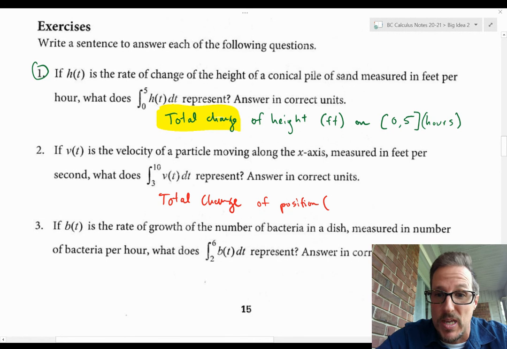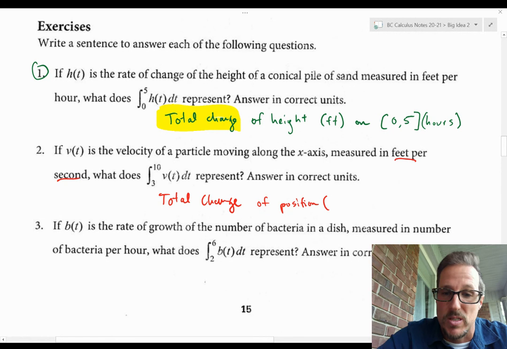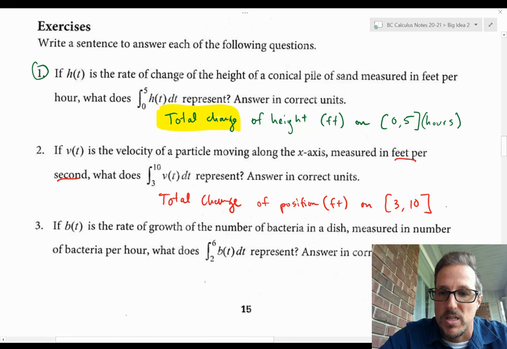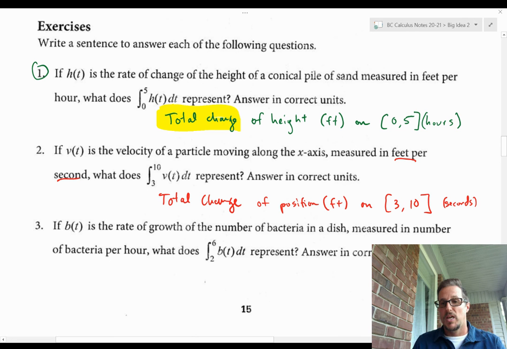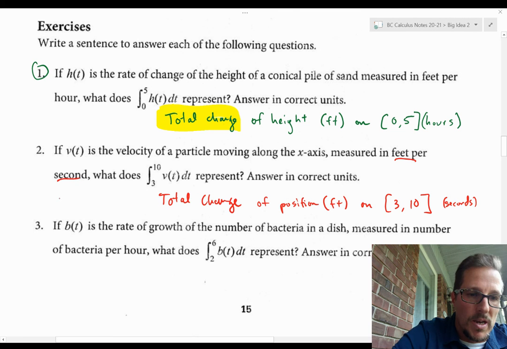That's going to be measured in feet, since this is feet per second, on the interval 3 to 10, which is measured in seconds. So this is a total change of position. It's not a position. It's a change in position. How far did this particle move? What was its displacement? Change of position is displacement, would be another way to phrase it, if I think about physics.